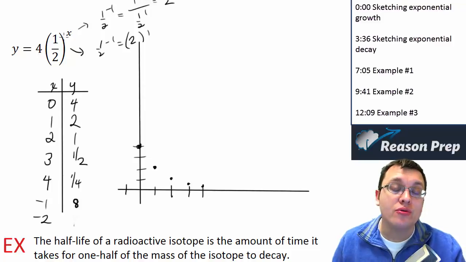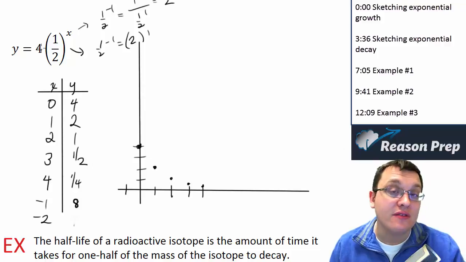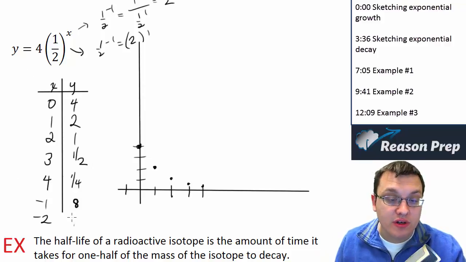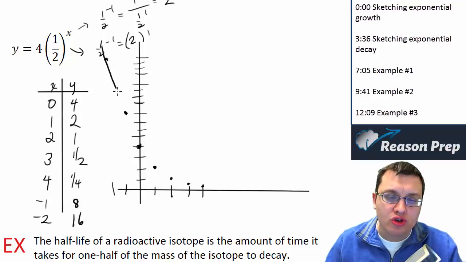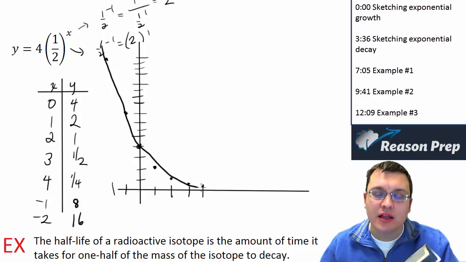And then -2, plug that in for x. 1/2 to the -2 is, as we said, 4. And 4 times 4 is 16. Okay, so 1, 2, 3, 4. So here would be 1, -1, 8. And -2, 16 would be like that. So long story short, we get a curve that looks something like this.